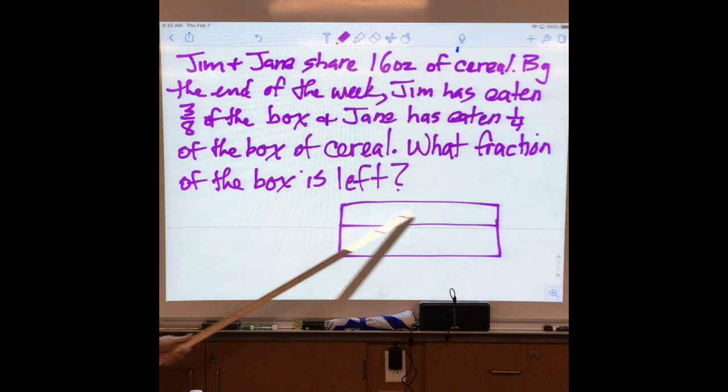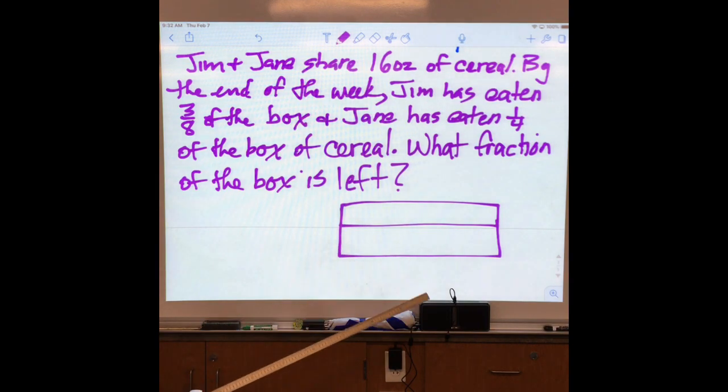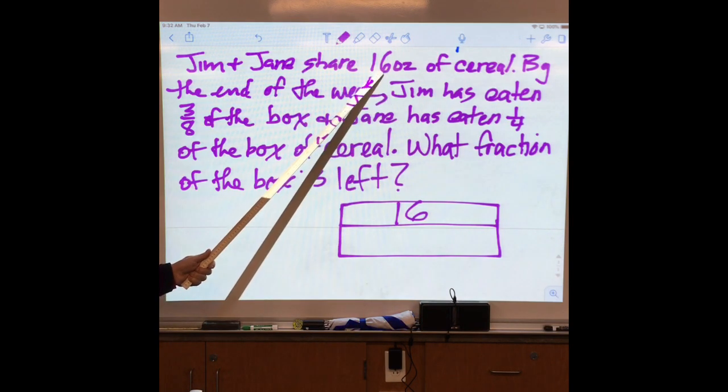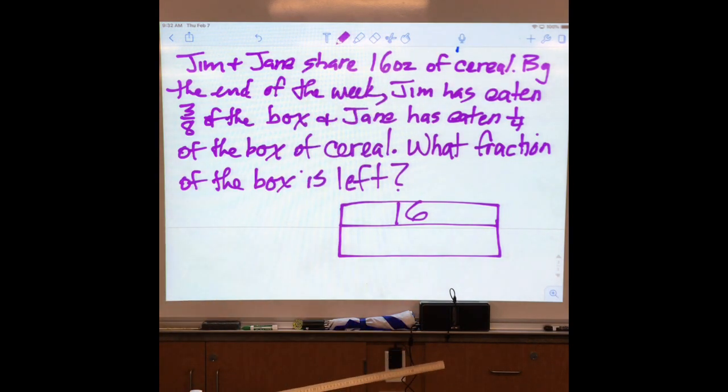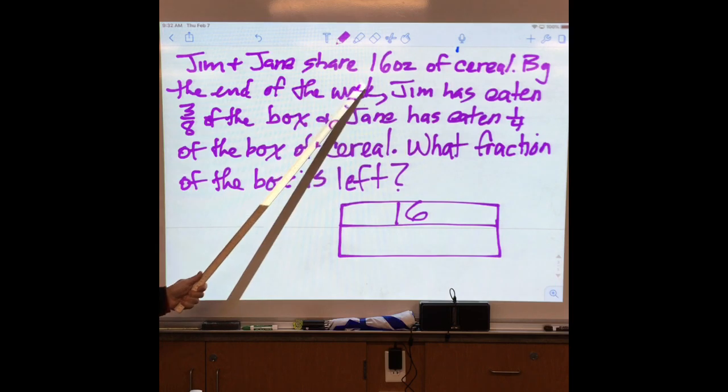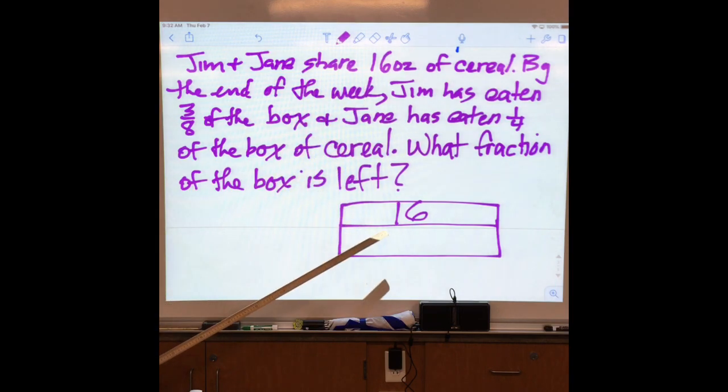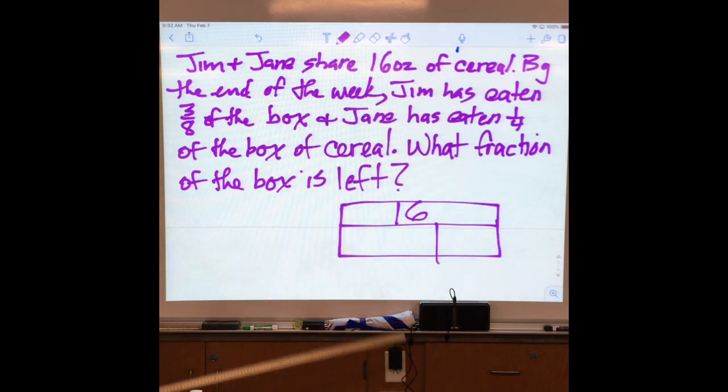What do we want to put here in this top box? Yes, we're going to put 16 ounces. You got that from the top. Good job. Okay, so if we have 16 ounces, then we have a part of it that Jim and Jane ate, right? So let's just say that this is the part that they ate. This is a 4th and 3/8, right?